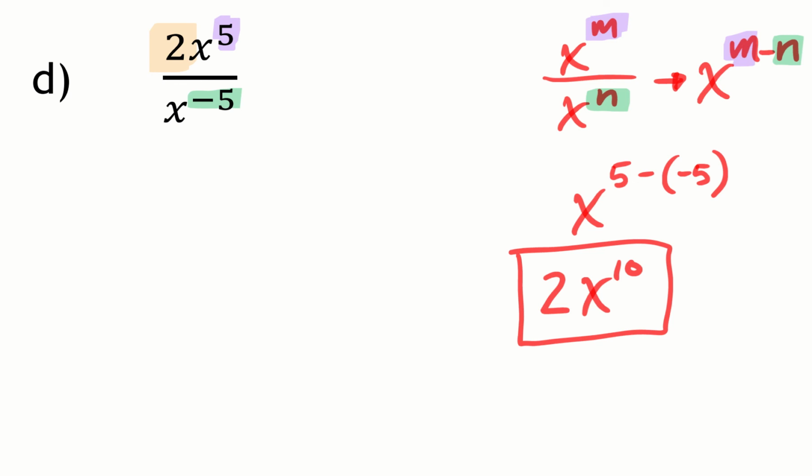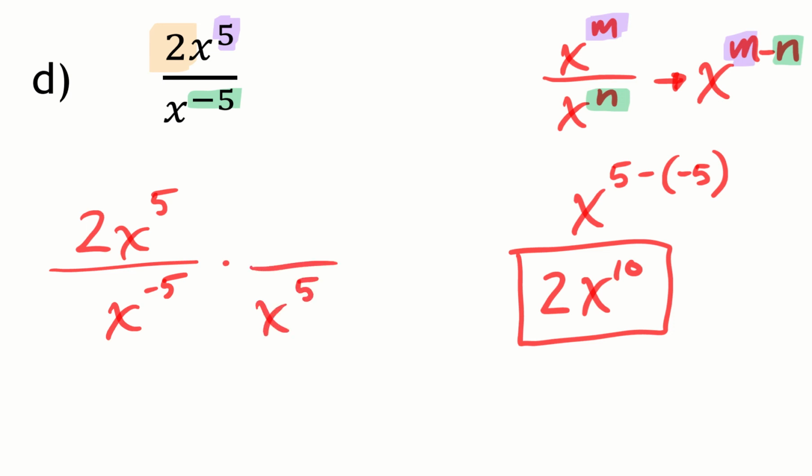Another way that I've talked about a few times, and I'll talk about more, is introducing a value of 1 that will destroy this negative exponent. So if I look at this negative exponent in the denominator, if I multiply that by x to the positive 5th, that will make the denominator x to the 0 power, because negative 5 plus 5 is 0. And anything to the 0 power simply equals 1. So in the denominator, we're going to get a 1.